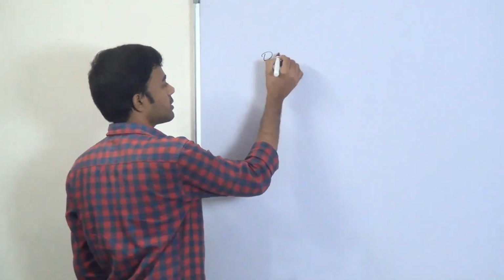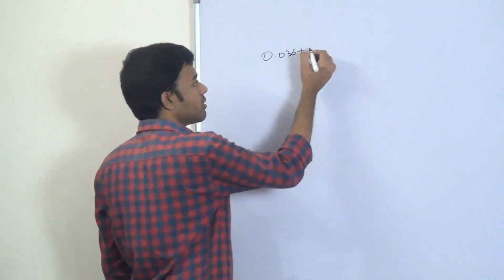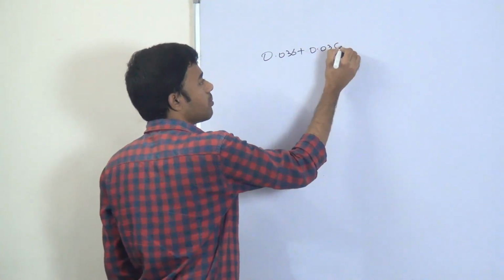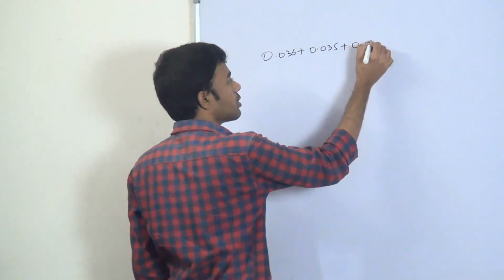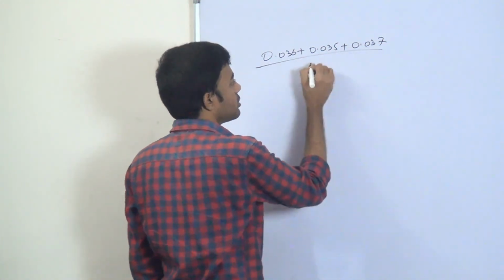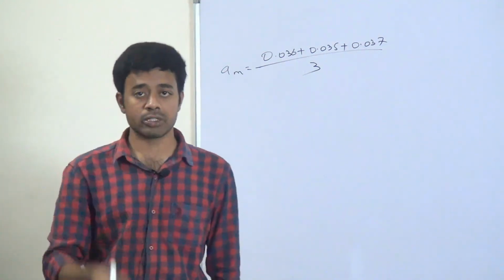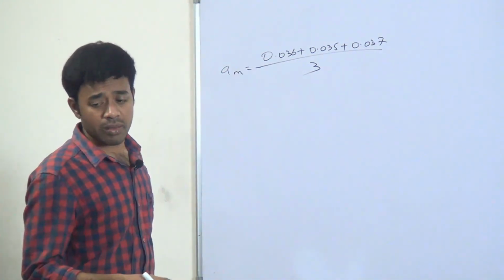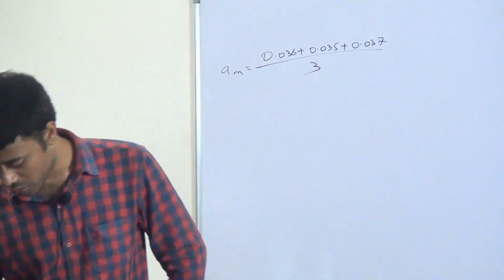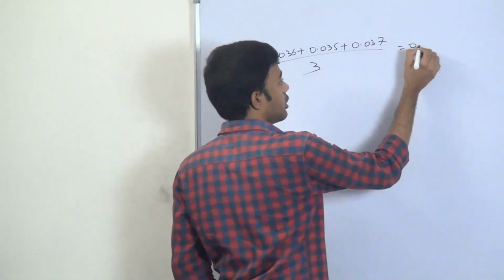So we have three measurements: 0.036 plus 0.035 plus 0.037, divided by 3. This gives the mean of those three measurements, which is 0.036.